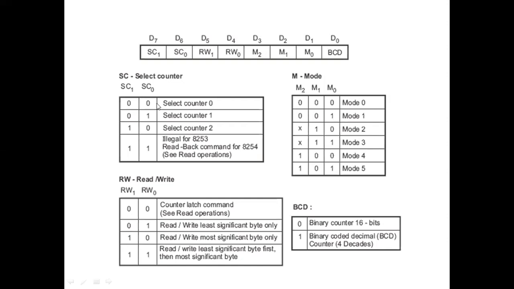0. When SC1 and SC0 are 0 1, it selects counter 1. And when they are 1 0, it selects counter 2. When they are 1 1, it is illegal for the 8253, and is the read back command for the 8254.